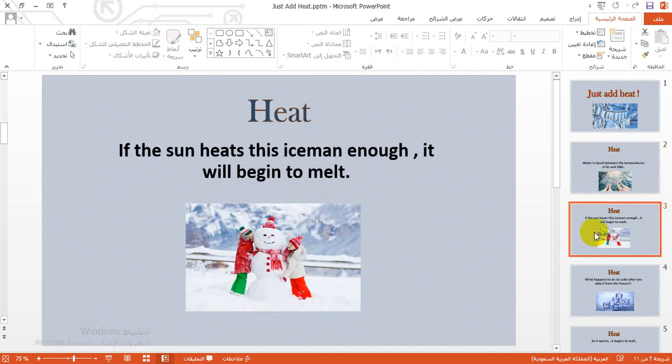Okay, let's go. If the sun heats the Iceman here, what will happen to the Iceman? The Iceman will begin to melt, right guys? Because the particles of the ice here start to absorb energy from the sunlight. For that reason the Iceman starts to melt. Okay guys, I gave you this example about the Iceman because it is an example of the solid state of water. It starts to melt when it absorbs enough energy from the sun.